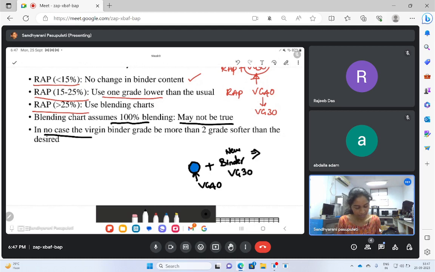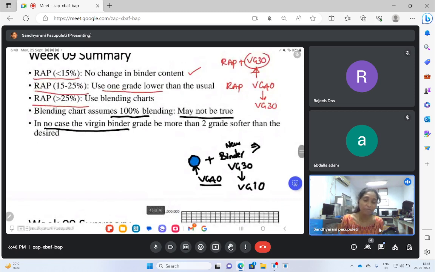And in no case should the virgin binder grade be more than 2 grades softer than the desired. Let us say if the wrap binder grade is VG40, this should not be less than VG10. Let us say if I choose VG10, that means that is 2 grades lesser. It should not be lesser than that. So what happens if it is more than 2 grades softer? Then that softer binder will be dominating the wrap binder. Thereby there will be a problem of rutting again.